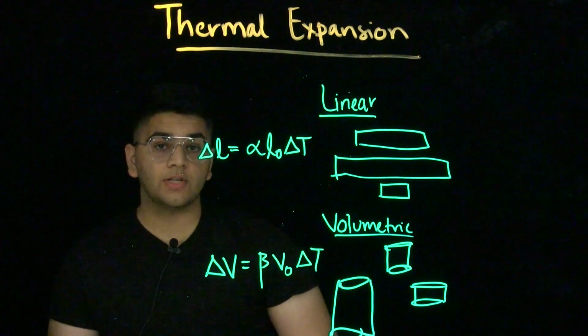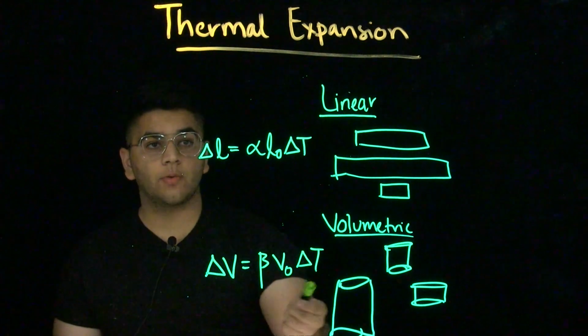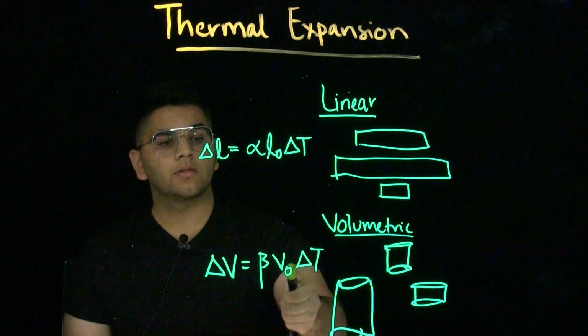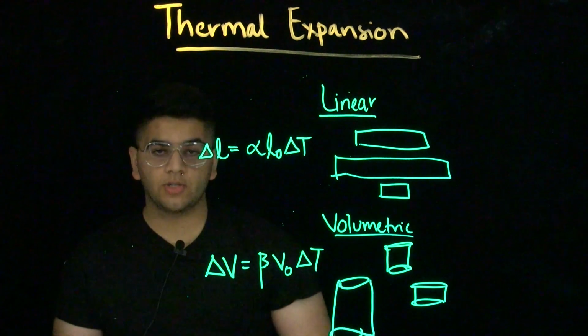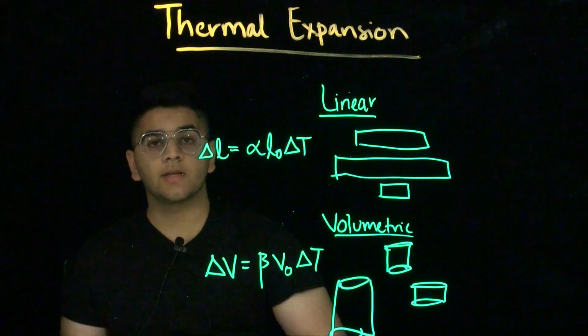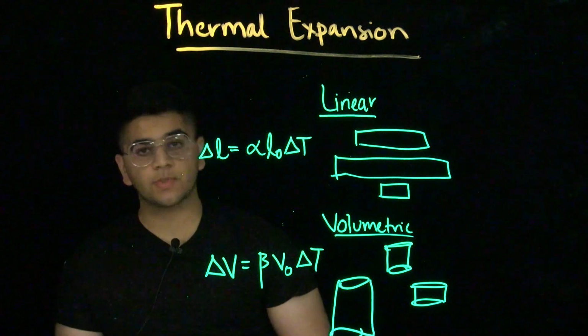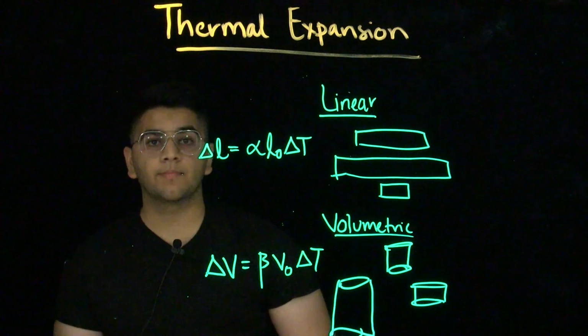Similarly, we can find the change in volume using this equation. The change in volume is the product of beta times the initial volume times the change in temperature. Beta is the coefficient of volumetric expansion. This is also specific to the particular material we're using.